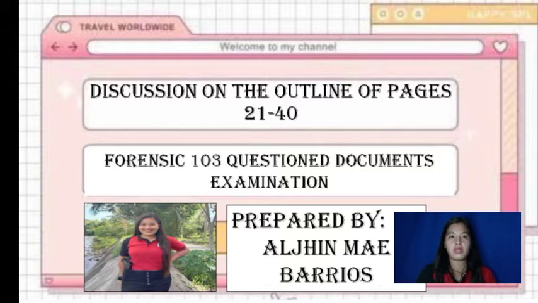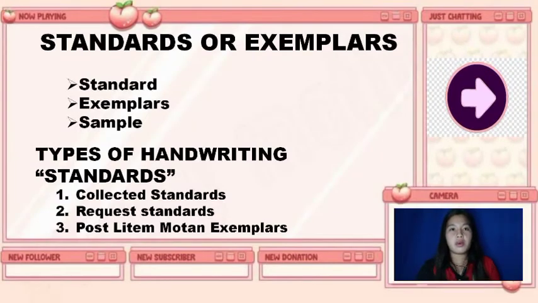Today, I'm going to discuss the outline of pages 21 to 40 of Forensic 103 Question Document Examination. The first thing that I'm going to discuss is the standards or exemplars. Standards are known writings which indicate how a person writes. Exemplars, specimens of the writing of the suspects, are commonly known as exemplars.